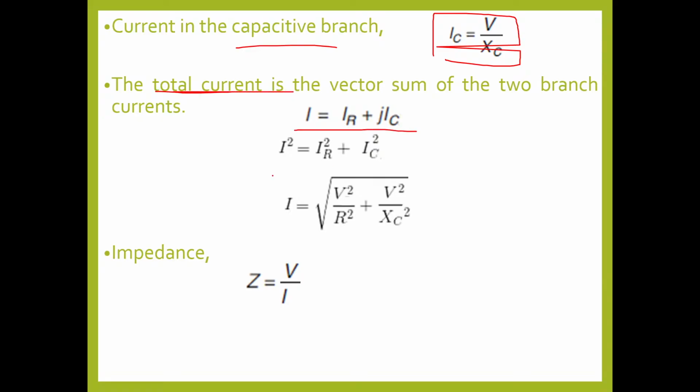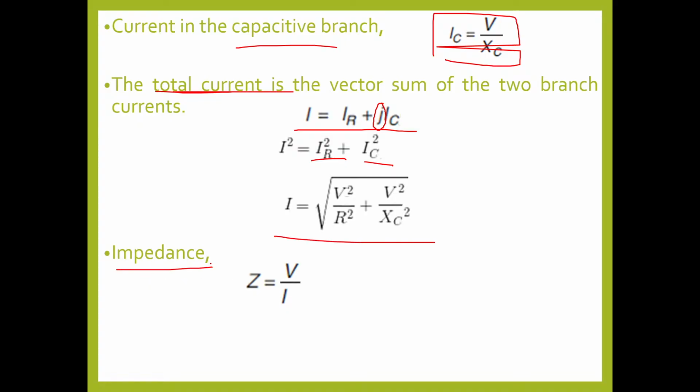IR plus JXC. So JXC, why? Because reactive components come into existence if a capacitor is there. That's why I square is equal to IR square plus IC square. So I is equal to, we know IR means V by R and IC means V by XC. So just substitute in the above equation and determine I.